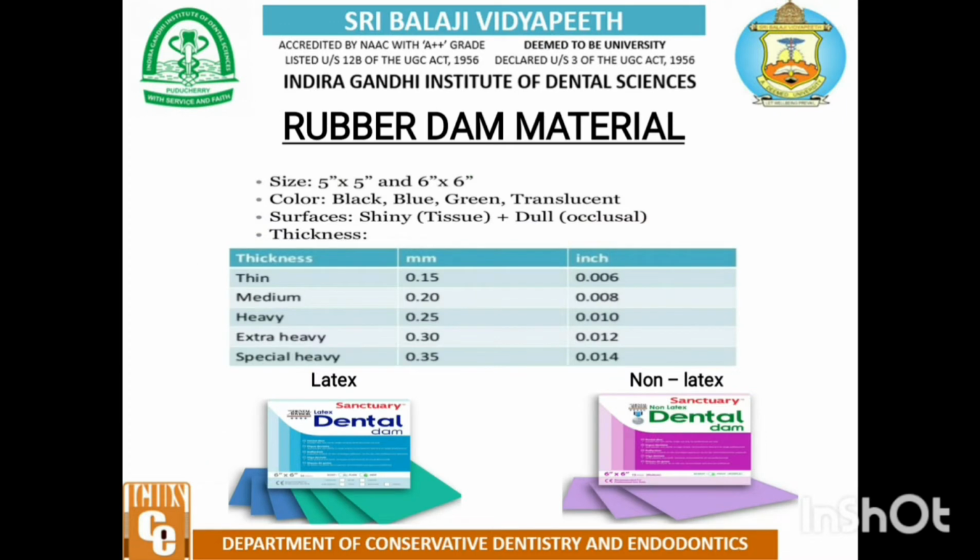The rubber dam material is available in two forms, latex and non-latex, of size 5 by 5 inches and 6 by 6 inches. Colors available: black, blue, green and translucent. Two surfaces: shiny, which faces the tissue, and dull, which faces the occlusal surface. Thickness. It is of various thickness: thin, medium, heavy, extra heavy and special heavy.